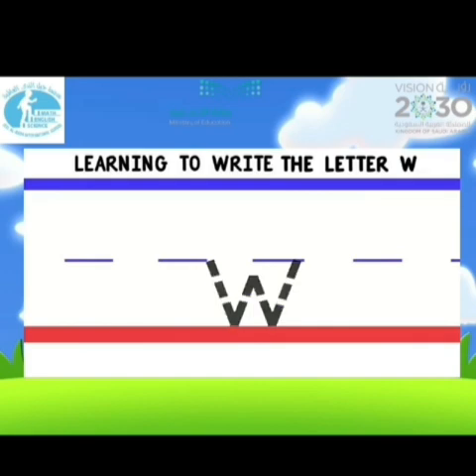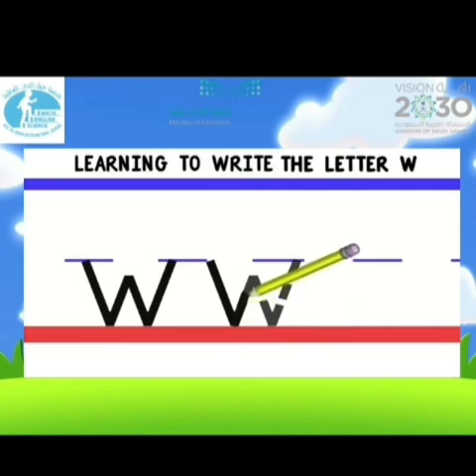To write lowercase W, we'll start in the middle and do a diagonal line down. Then we'll do a diagonal line up, a diagonal line down, and another diagonal line up. Good job! Let's do that again. We'll start in the middle and do a diagonal line down. Then we'll do a diagonal line up, another diagonal line down, and a diagonal line up.